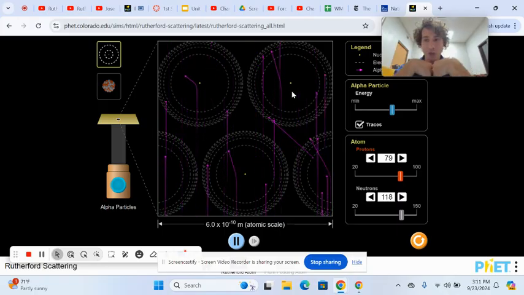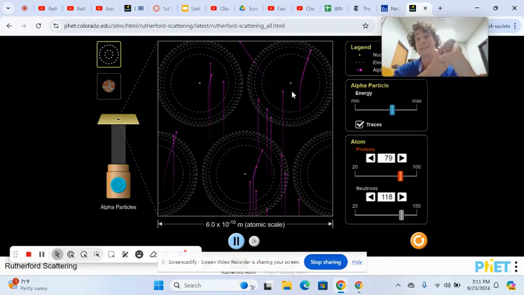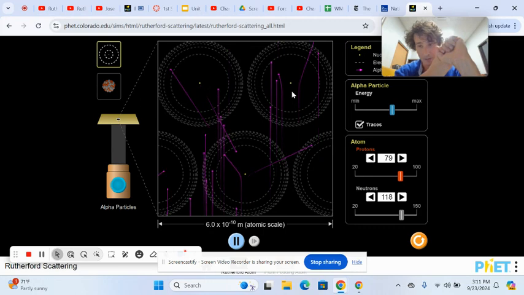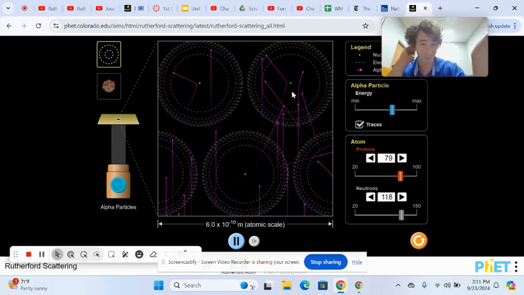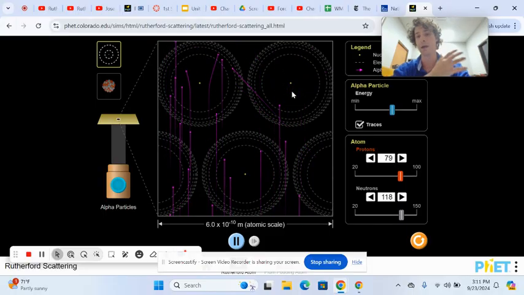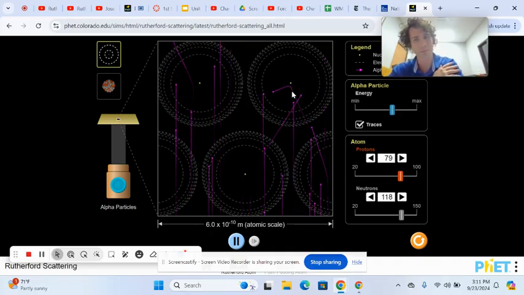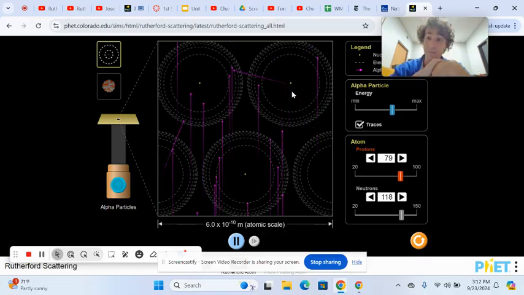The experiment showed, again, two major things: atoms are mostly empty space, and there's a dense, positively charged nucleus to an atom. And again, I can't remember what year. I don't even know if Rutherford gave it the name of proton, to be honest. But the idea is his experiment showed protons. If I remember correctly, it was his student Moseley who gave it the name proton. But that doesn't really matter. So hopefully that makes sense.